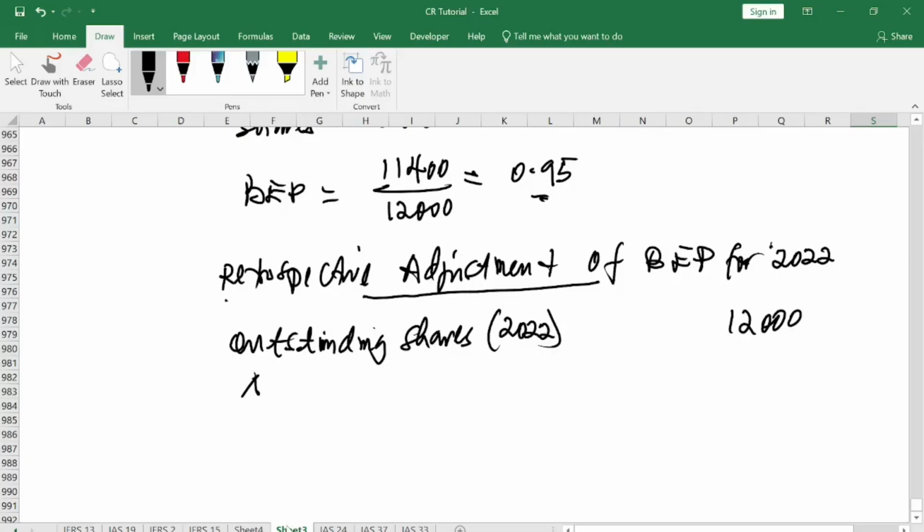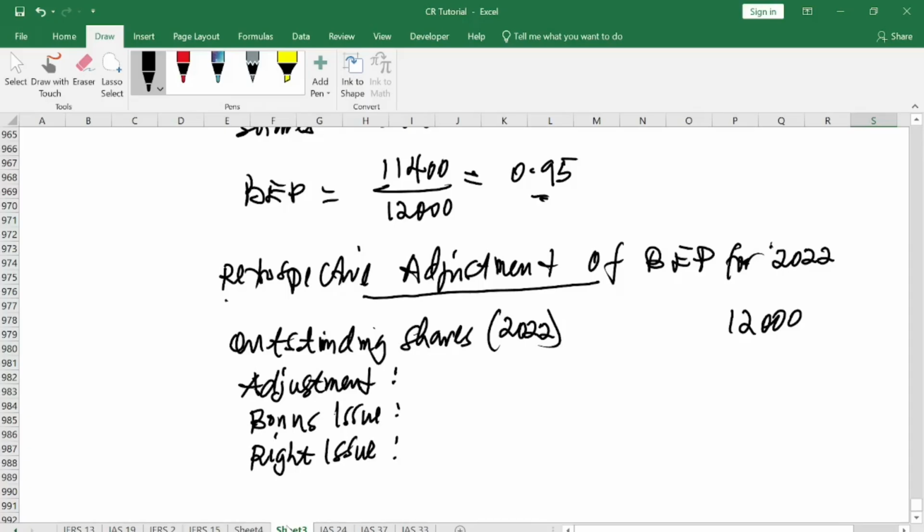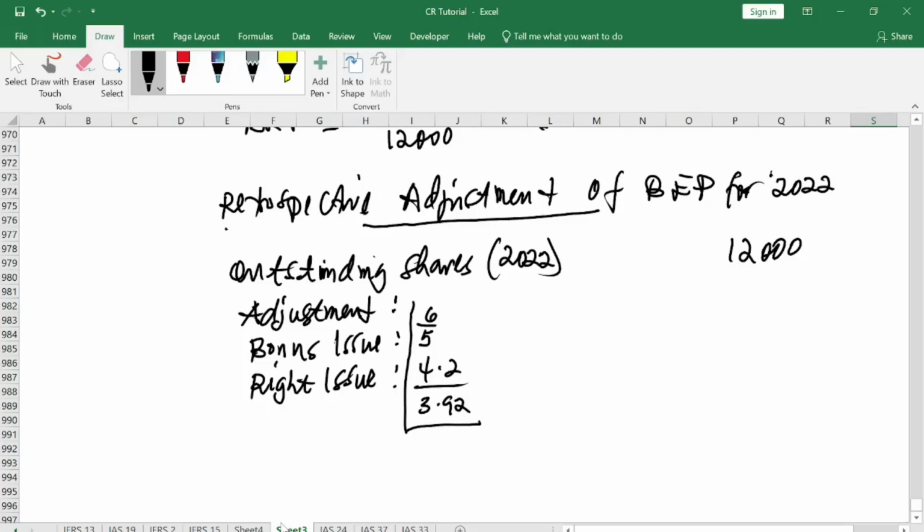Then you come and do your adjustments. The adjustments were the bonus issue that affected the weight, and then the rights issue. So what were their factors? With the bonus issue, it is 6/5, and the rights issue is 4.2/3.92. We have two methods in determining. So with this, when you are done, you multiply all of them by the outstanding shares. That is simple.